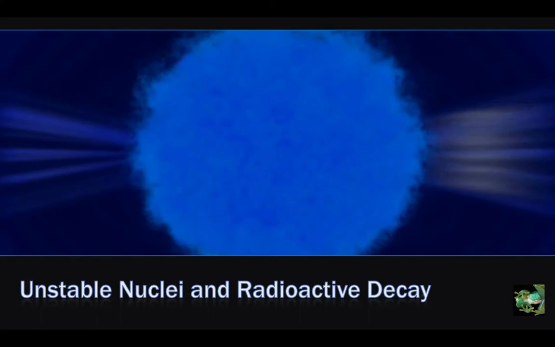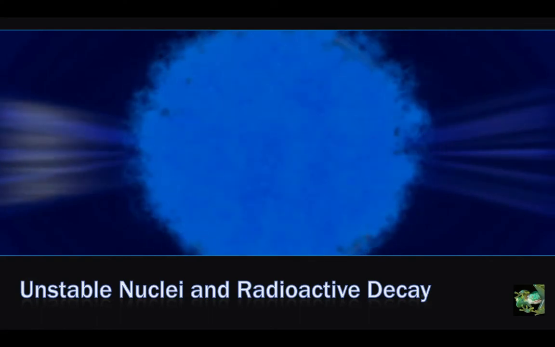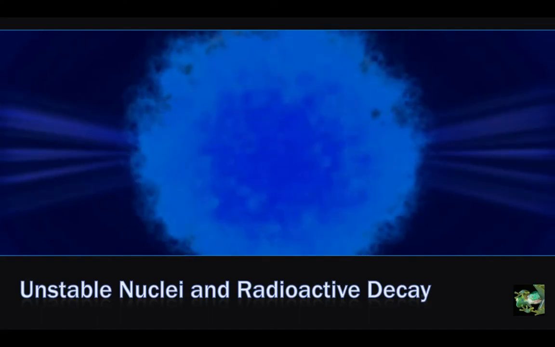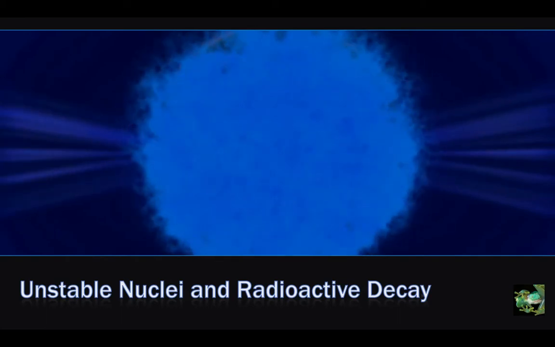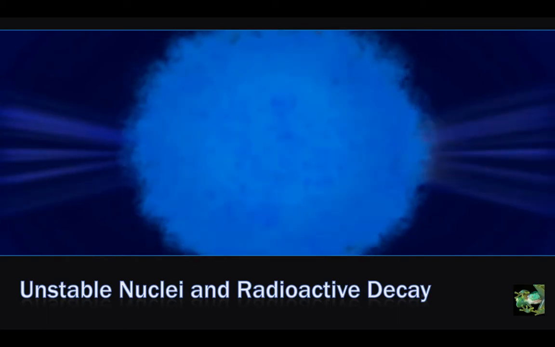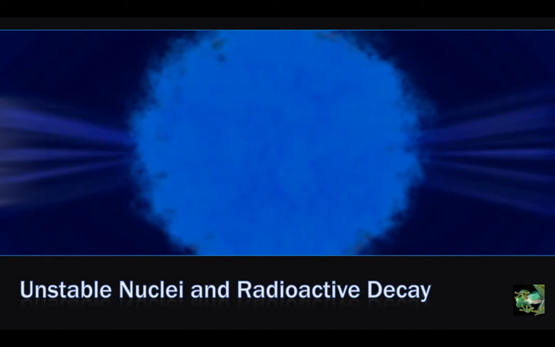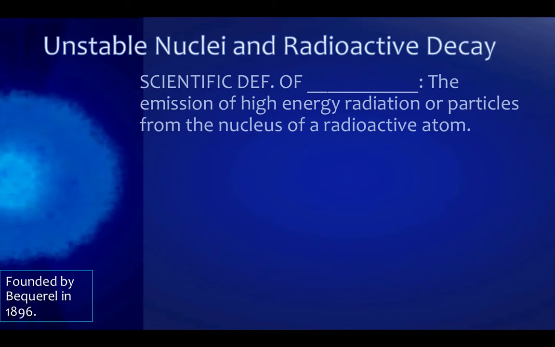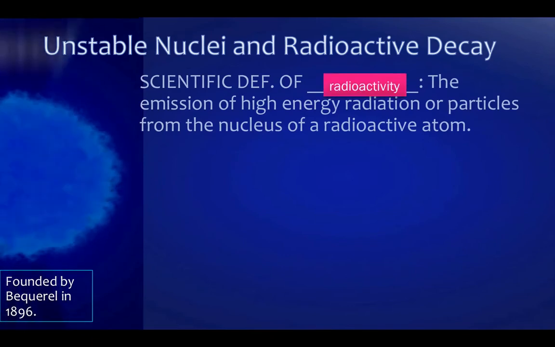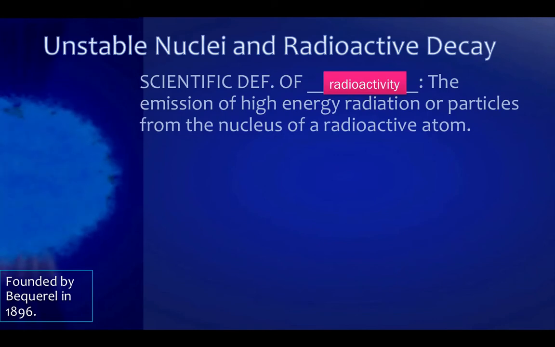Hi everybody. Now that we've studied the atom and we know the three subatomic particles, we can take a closer look into the nucleus of an atom to describe unstable nuclei and understand what radioactive decay is. So first, let's start with the scientific definition of radioactivity. This is when you have emission of high energy radiation or particles from the nucleus of a radioactive atom.